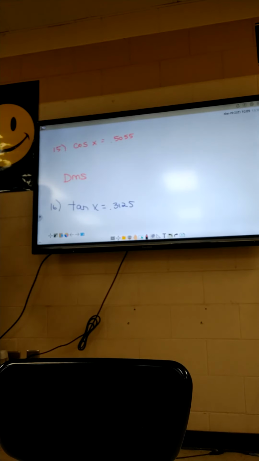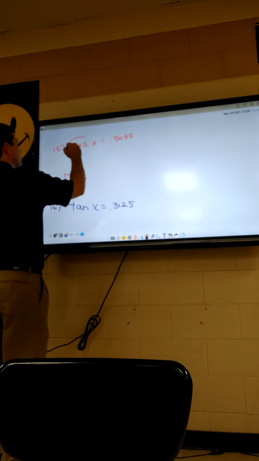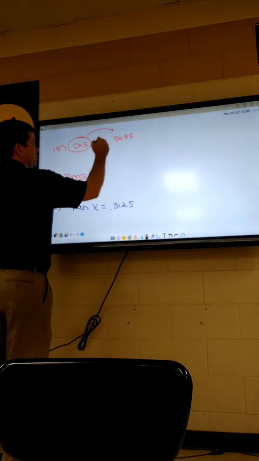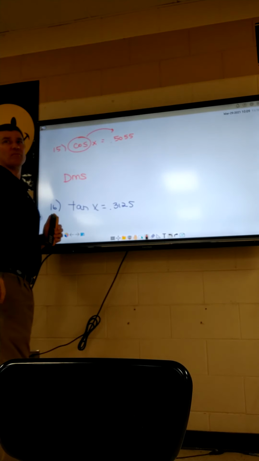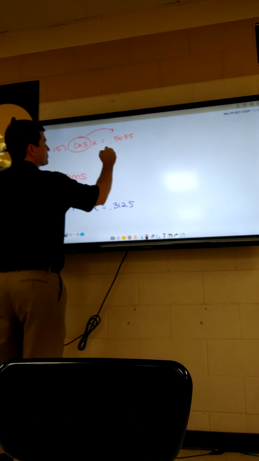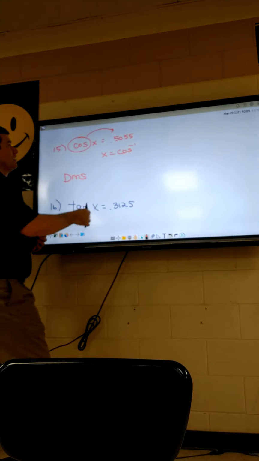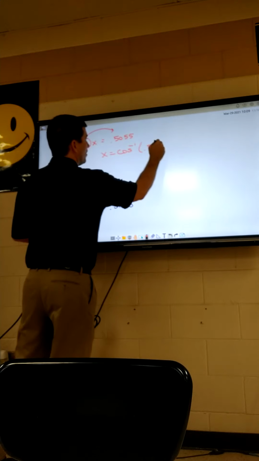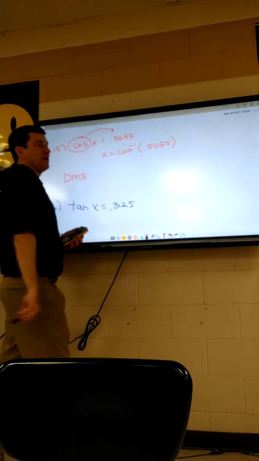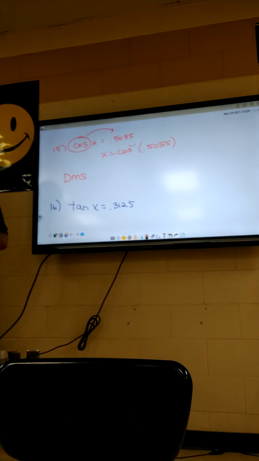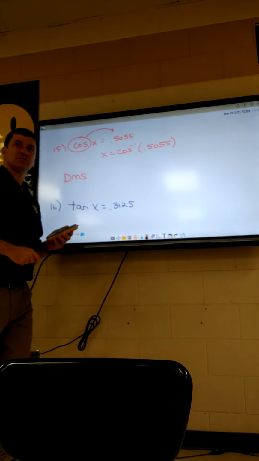So, Hunter, what happens right here if I take cosine and I move it over across the equal sign? You remember? All right, that's when it becomes cosine -1, which is inverse cosine. 0.5055. So type it in. Let's see what you get. I forgot to do the cosine with the 0.5055.